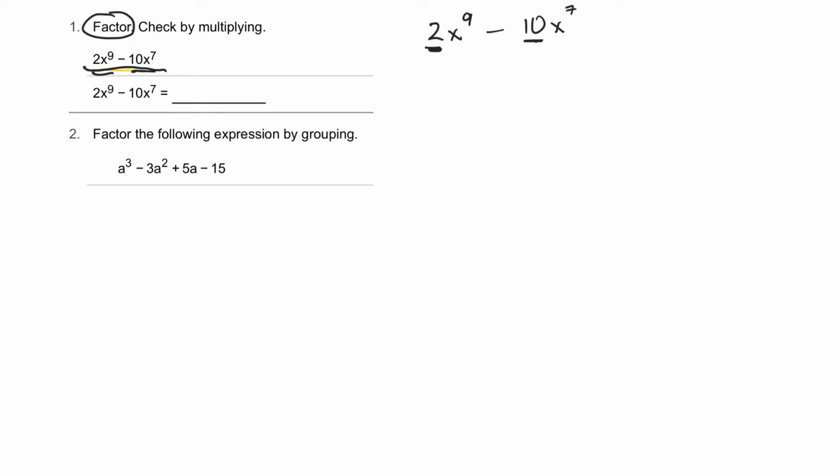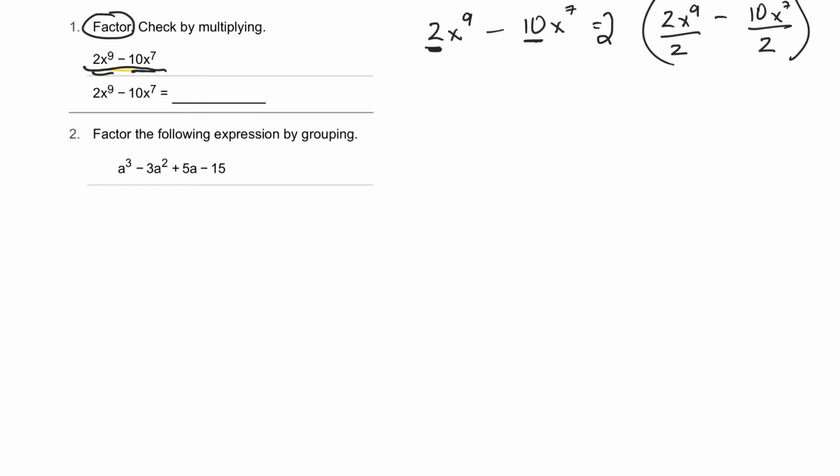So what I can do then is I can divide both of those terms. Let me write it out like this. 2x to the 9th minus 10x to the 7th. I'm going to divide both of them by 2. So I'm factoring a 2 out. And when I divide them both by a 2, what I need to also do is put a 2 out front here, because that's what I'm factoring out.